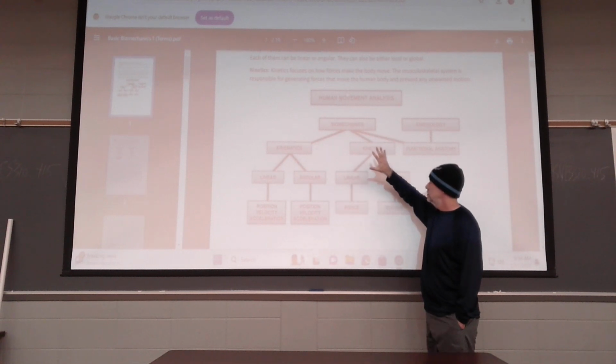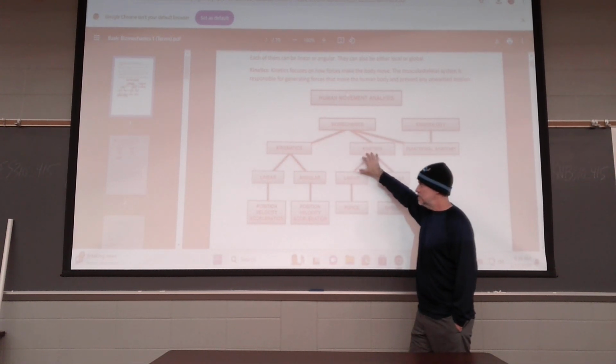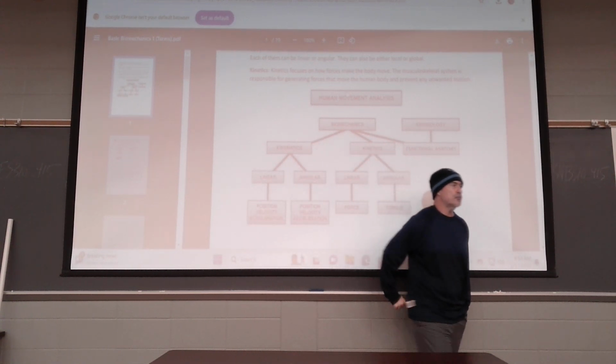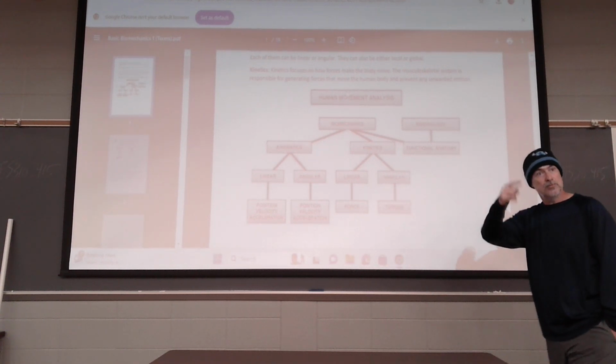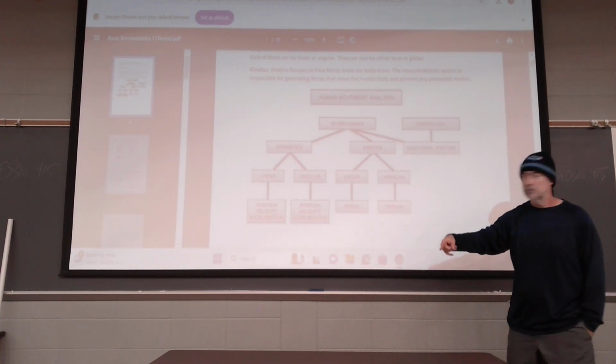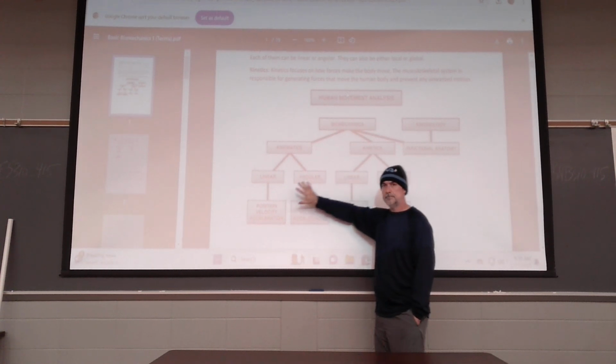Movement, forces. Forces influence motion. What was our big thing from 310? Muscles influence motion through contraction. Muscles influence motion. Okay?